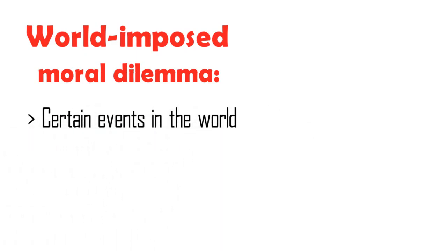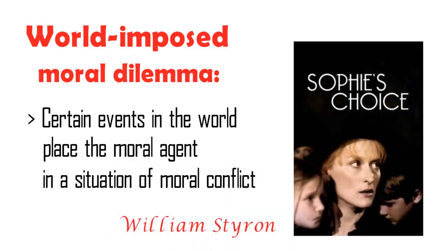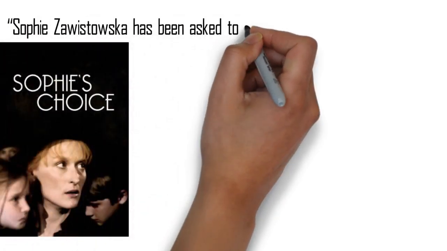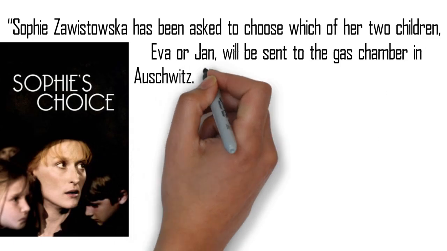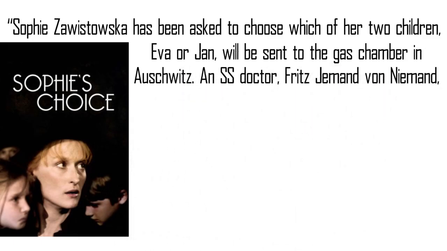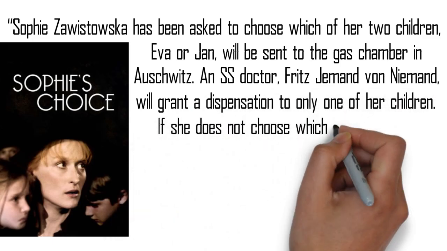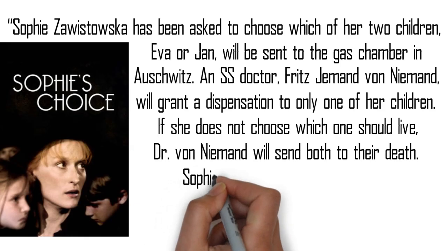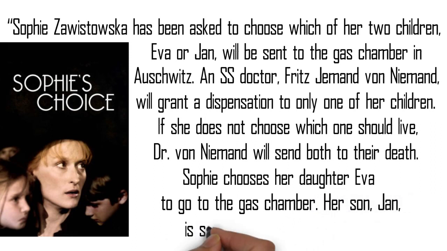A world-imposed moral dilemma, on the other hand, means that certain events in the world place the agent in a situation of moral conflict. William Styron's famous Sophie's Choice is a classic example. Sophie Zawistowska has been asked to choose which of her two children, Eva or Jan, will be sent to the gas chamber in Auschwitz. An SS doctor, Fritz Jemand von Niemand, will grant a dispensation to only one of Sophie's children. If she does not choose which one should live, Dr. von Niemand will send both to their death. Sophie chooses her daughter Eva to go to the gas chamber. Her son Jan is sent to the children's camp.